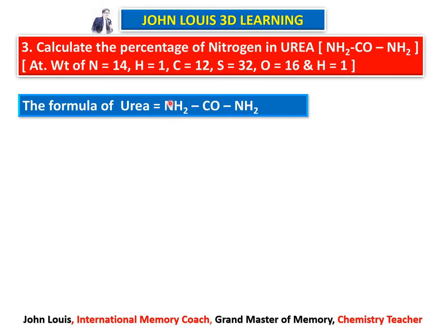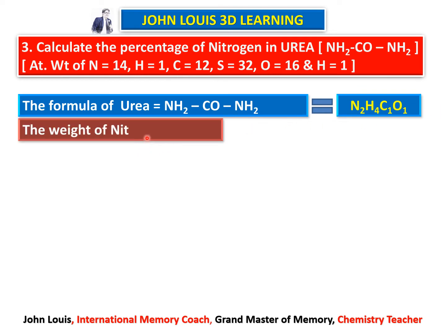NH2CONH2. So if you count, how many nitrogens are there? 1 plus 1, 2 nitrogens, 1 carbon, 1 oxygen and 2 plus 2, 4 hydrogens. N2H4CO we can write. So one carbon and one oxygen. Okay, now we need to find out its molecular weight.